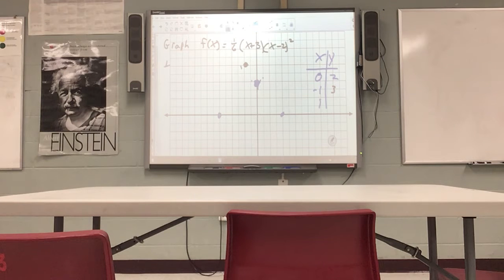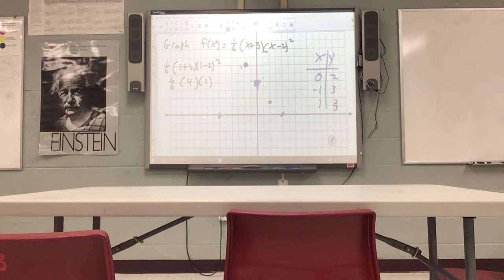So, 1/6 times (1 plus 3) times (1 minus 2) squared. 1 plus 3 is 4. 1 minus 2 is -1, and -1 squared is 1, so 4 times 1/6, take out a 2 is 2/3. So I'm going to go right 1, and here's how I estimate, 2/3 is almost a 1.